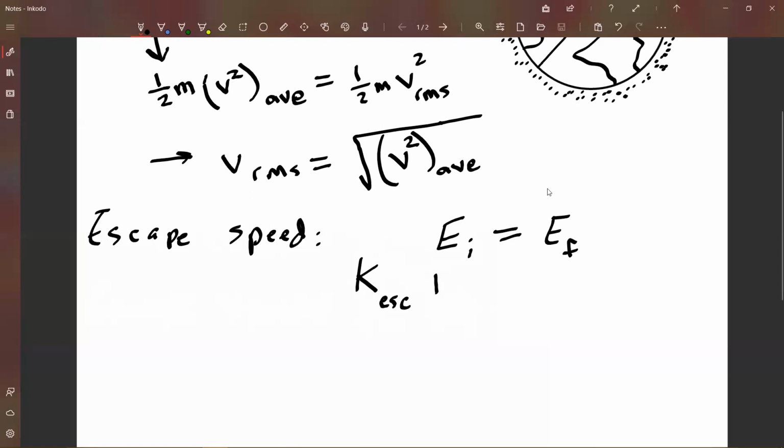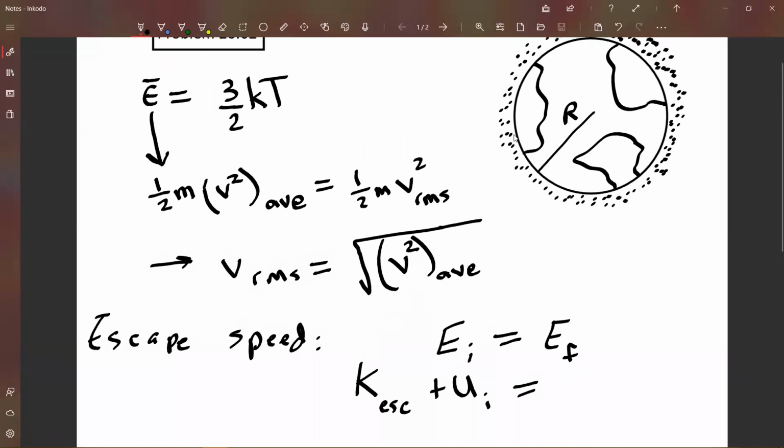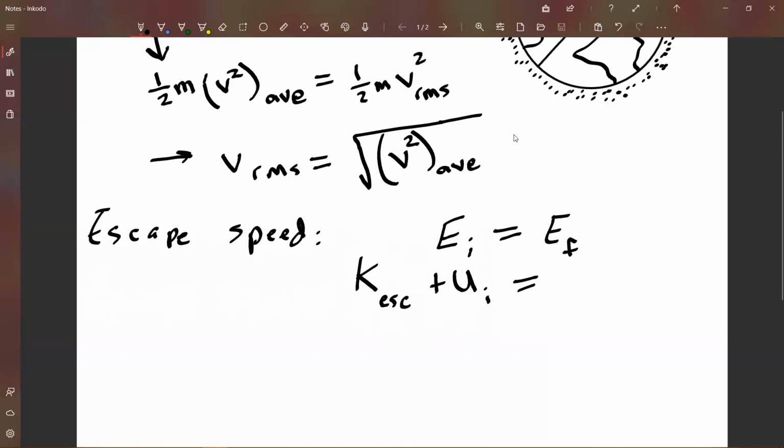And don't forget about the potential energy initially. So I'm mixing my notation slightly, but both of these energies, K escape and U initial, are what the projectile has at the moment it's launched from the surface. And then we've got the kinetic energy final plus the potential energy final.